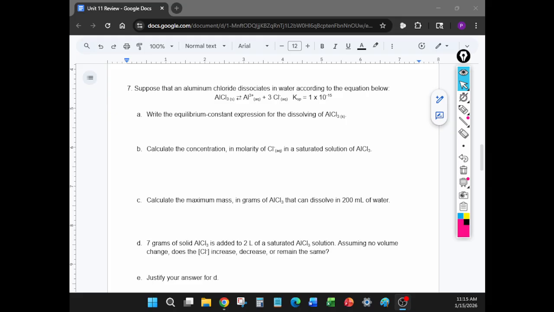Okay, so for A, you got to write the constant expression. This one's pretty simple. We're just going to write K. K is the concentration of the products, so Al3+ and Cl-, but since the coefficient is 3, you cube it. If you notice, this is a solid, so we omit it, so it's pretty much over 1. So we can omit the over 1 as well.